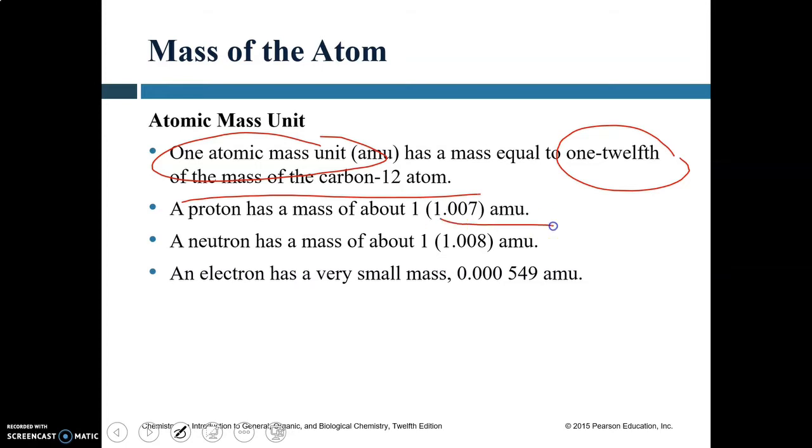A proton has a mass of about 1. You see the exact number here. A neutron has a mass of about 1. For our intents and purposes, 1 is perfectly fine. Electron mass is incredibly small, so we can basically disregard the mass of the electron and not take it into consideration in our conversation.